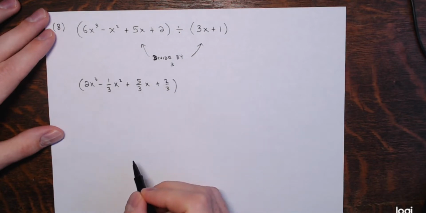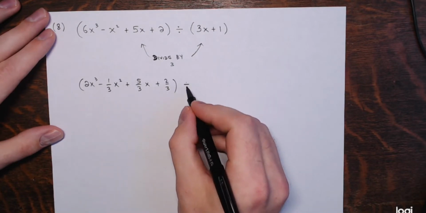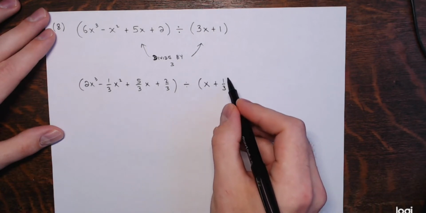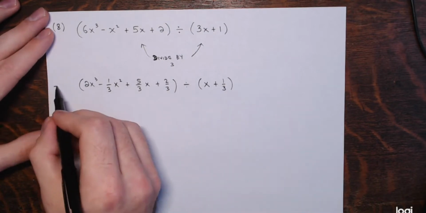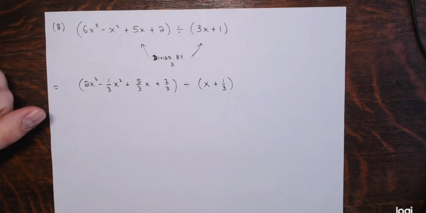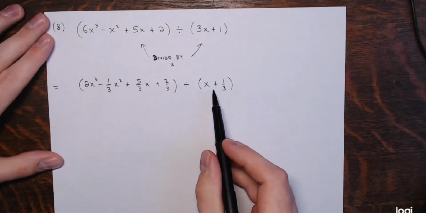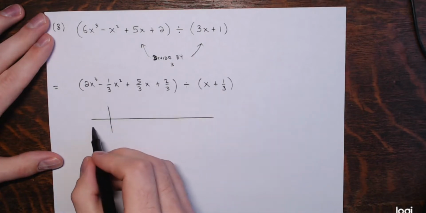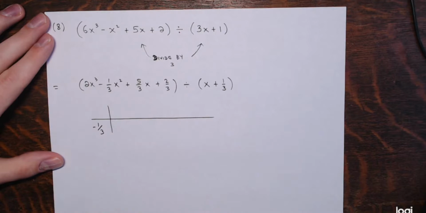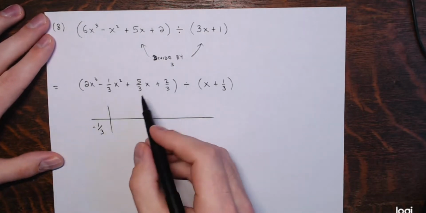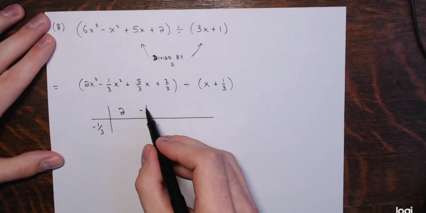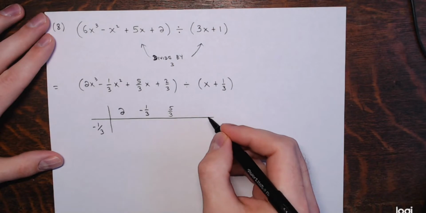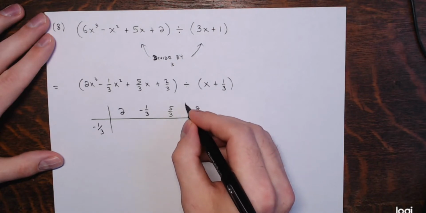Alright, lots of fractions, unfortunately, but they do happen. Divided by x plus 1/3. Alright, now I have it in a form where we can use synthetic division. The divisor is a degree 1 with a lead coefficient of 1. Alright, so x plus 1/3, k would be negative 1/3. And then the coefficients here, you got 2x cubed, negative 1/3 x squared, positive 5/3 x to the first, and then positive 2/3 for the constant.